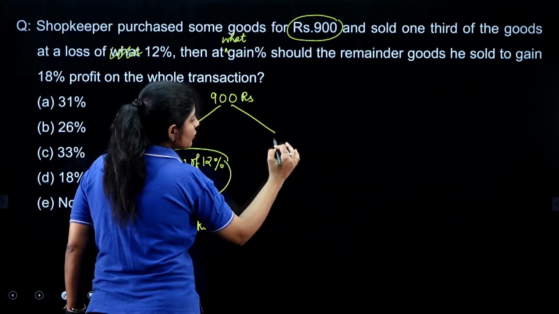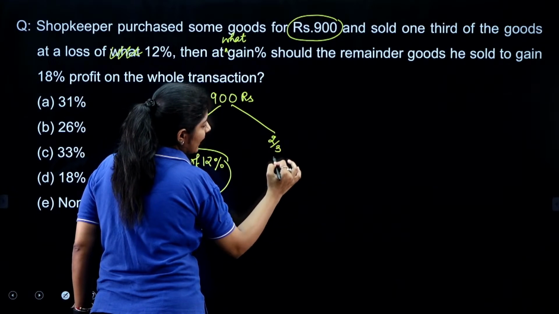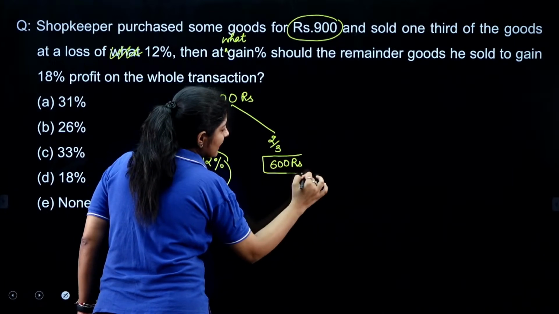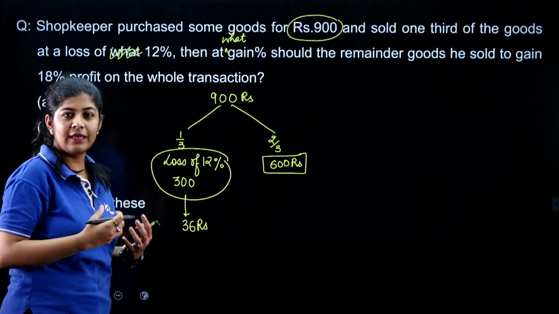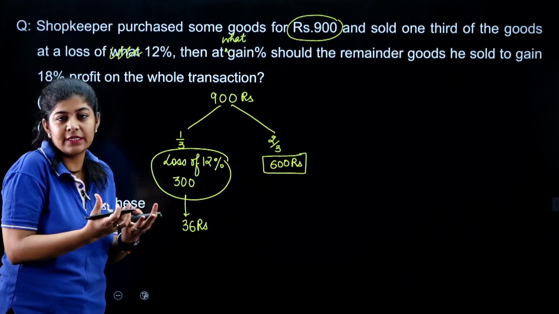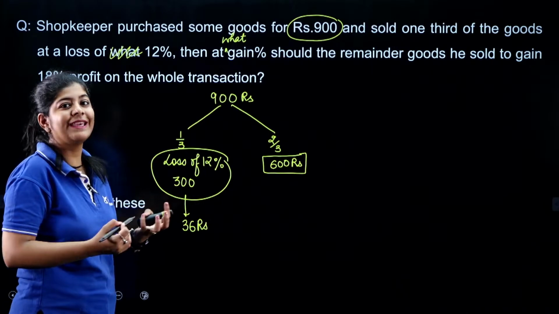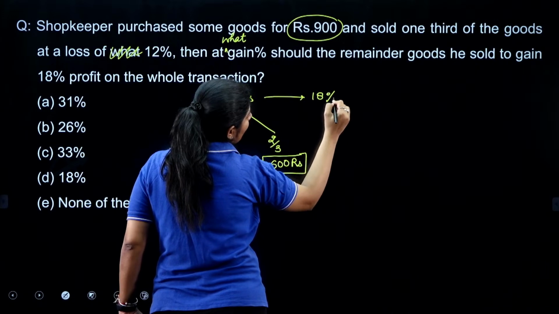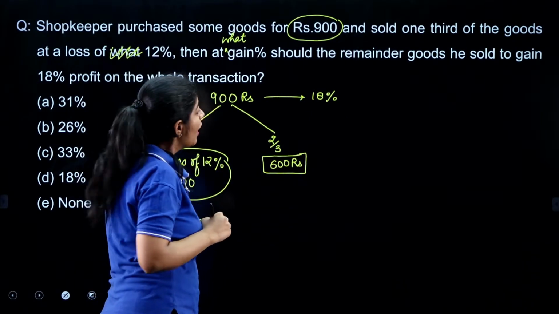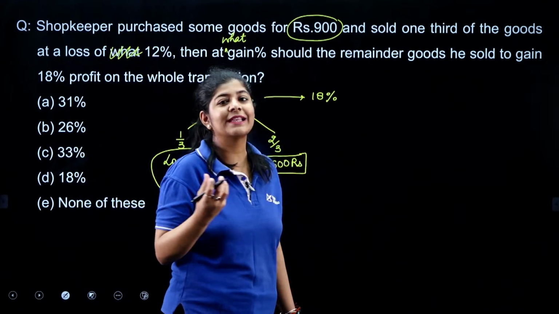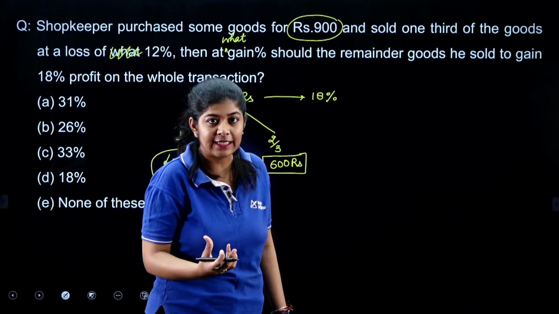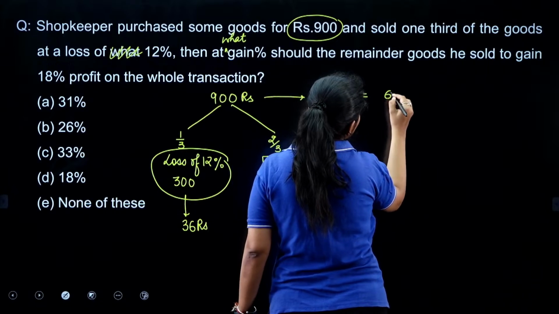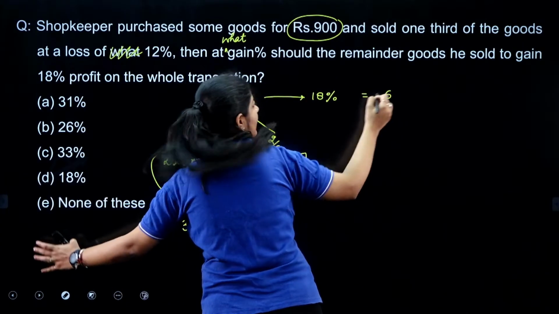Now he wants to sell the 2/3 part, that means 600 rupees, the rest. On 600 rupees, he wants to sell at some percentage so that the overall gain that he is getting is 18%. He is getting a gain of 18% in total. Now, if I have to find out the exact value, how much amount he is getting after selling the goods at 18% profit overall.